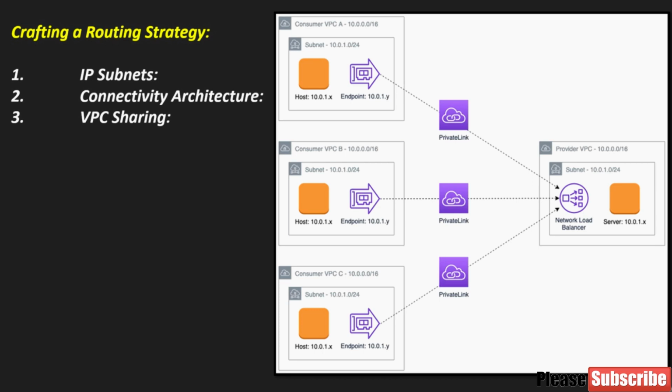According to the connectivity architecture, design a resilient architecture that spans multiple AWS accounts and regions, and leverage AWS Direct Connect or VPN connections for secure communication with on-premises networks too.